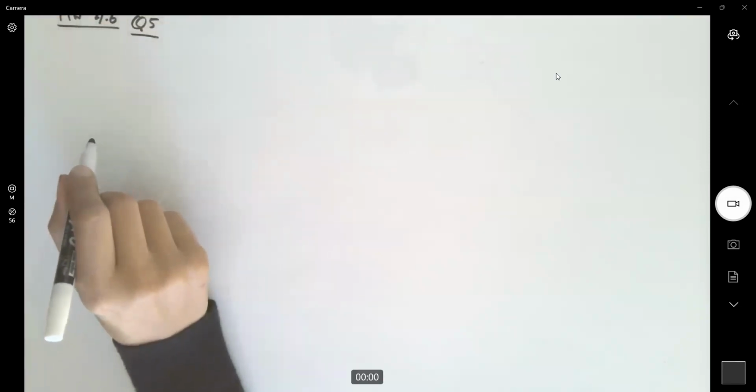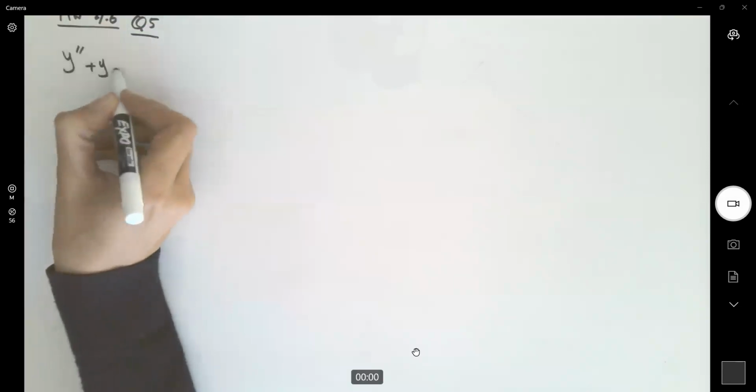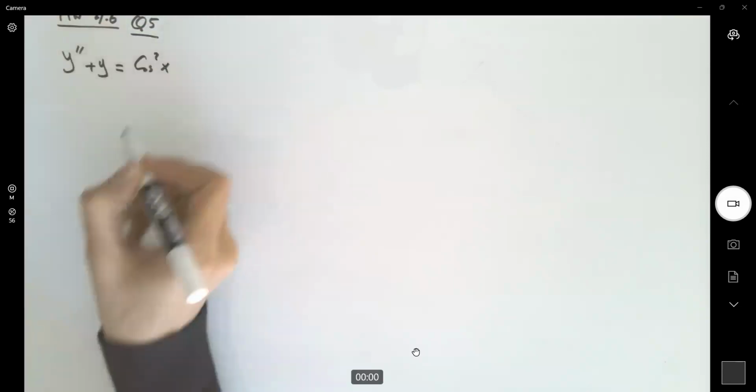Let's take a look at question 5. Well, in question 5, we have the following case. It says, solve the differential equation, which is given to us as the second derivative of y plus y equals cosine squared of x.